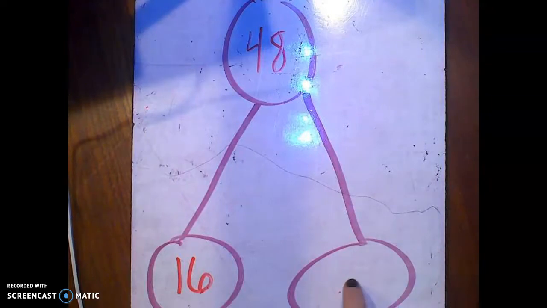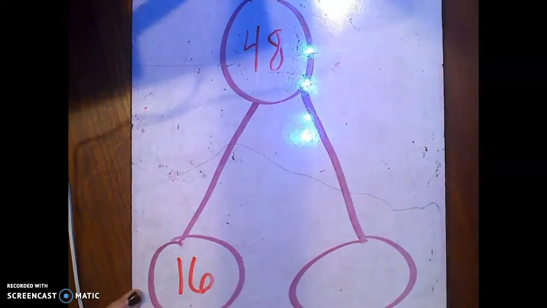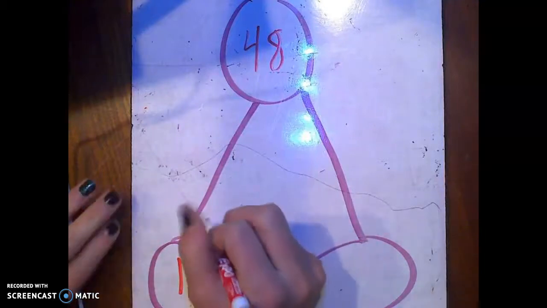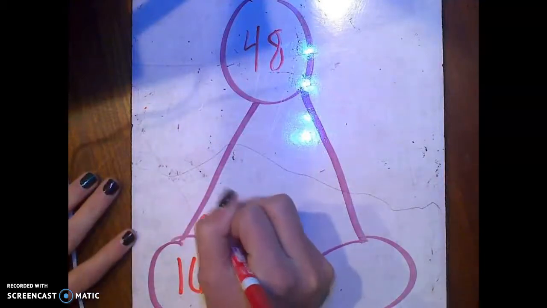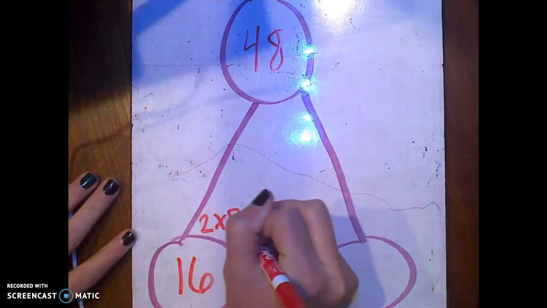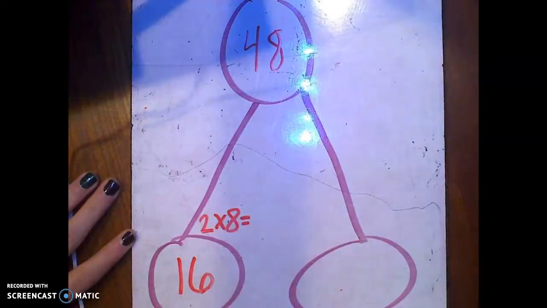Now I know that this is going to be an 8th fact, okay? So I'm going to think about 16 plus what would equal 48. I'm also in my head thinking 16, 8th fact. What multiplication fact would get me to 16? I know that that's 2 times 8 equals 16.